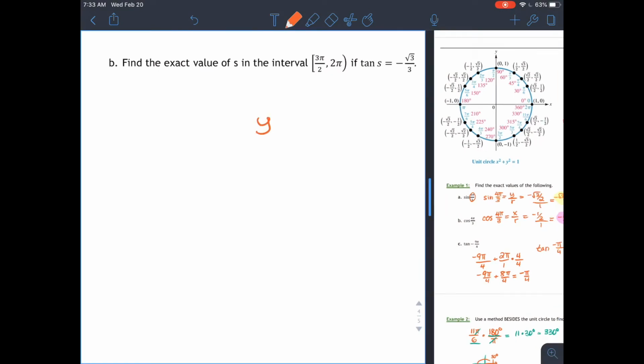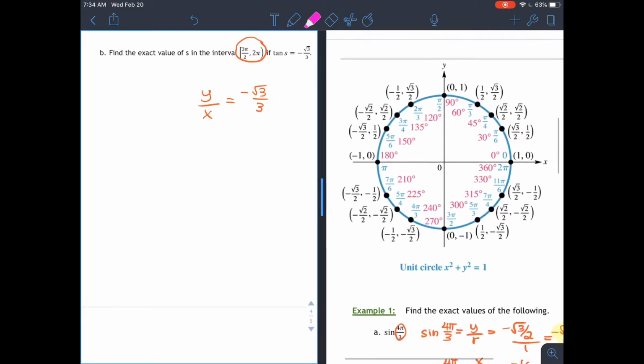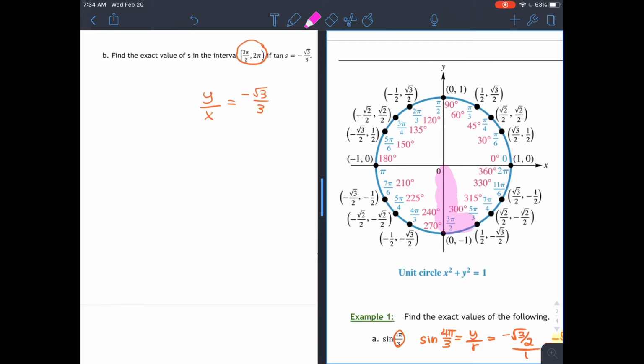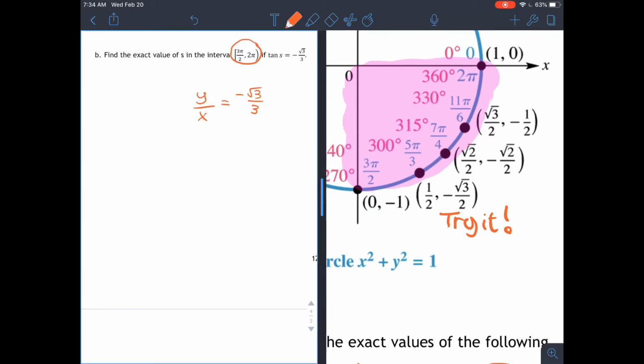If you want the exact value instead of an approximation, think about what coordinates you would be using. So we want the arc or the angle that has a tangent value of negative square root 3 over 3. So we're looking for an angle that when I divide my y coordinate by my x coordinate, I get negative square root 3 over 3. We also are told what interval we're in because there are actually 2 possible angles. We want the one that is between 3 pi over 2 and 2 pi radians. So we want the one in quadrant 4. So if you look at all of those possible angles and all of your possible points, just try dividing your y coordinate by your x coordinate and see if it comes out to be the right tangent value.